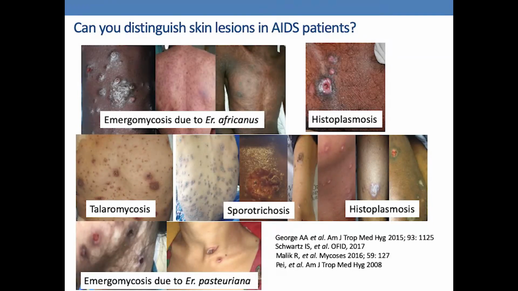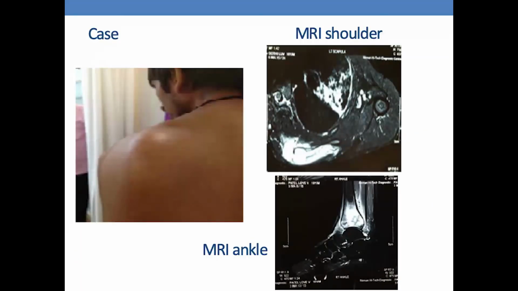This is a molluscum contagiosum type of lesion. Sporotrichosis is a very rare type of manifestation. I don't expect you to say this is sporotrichosis. This is a disseminated variety of cutaneous lesion of sporotrichosis, which is very, very rare. But these are our cases of emergomycosis due to emergomycosis pastorina. We already had 2 patients initially thought to be histoplasma but which came out to be emergomycosis pastorina.